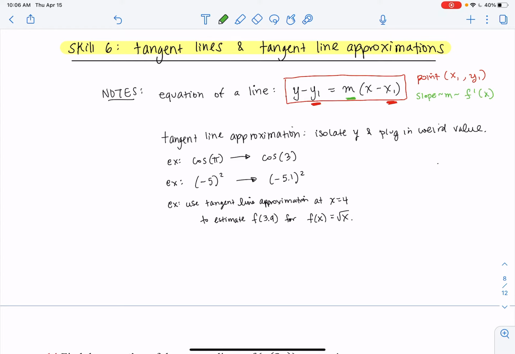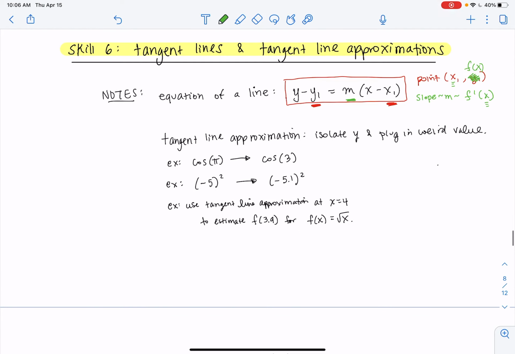So whatever function you were originally working with, you're going to take the derivative at that x value, which is the same x value. Take the derivative first, then plug in the x value, and you'll find the slope. Notice that the y1 actually is just f of x, which is the y value, but the slope is f prime of x. So then you plug those in and you'll have the equation of the tangent line. 9 times out of 10, you do not need to simplify it. You're good leaving it in this form.